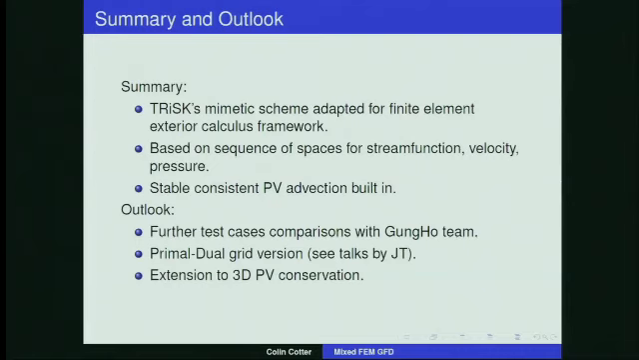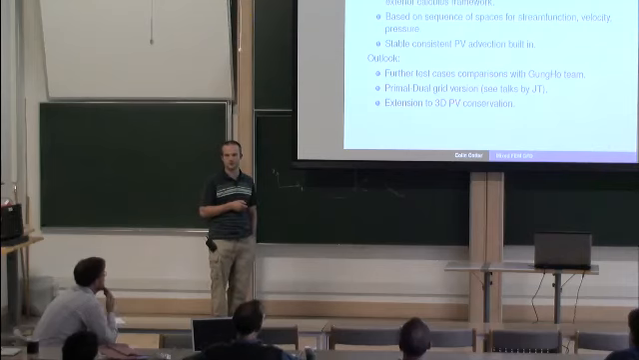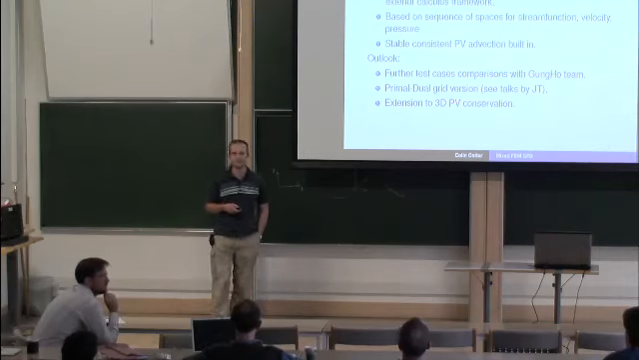What's happening now is further test comparisons with other people in the Gung Ho team, with the ENDGame shallow water model and Hilary's code and John's. John and I are also working on a primal dual grid version, which is a hybrid between this and what's in the Trisk paper. And I'm currently working on how to extend this to 3D PV conservation, and I've got some initial formulation for that as well. So that's it.